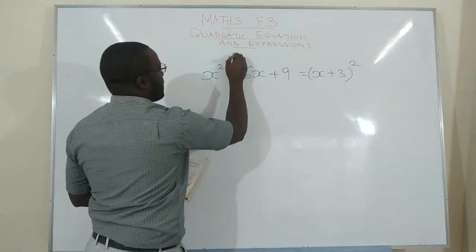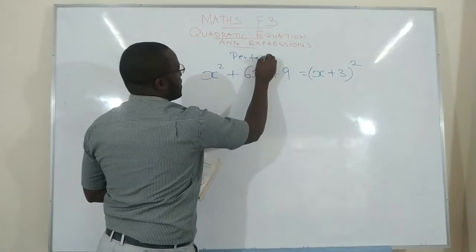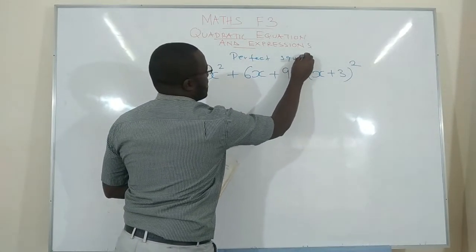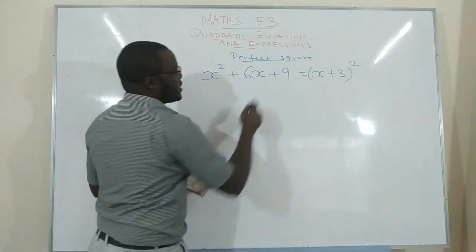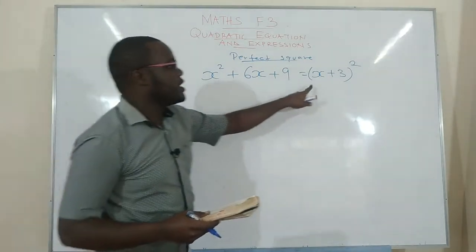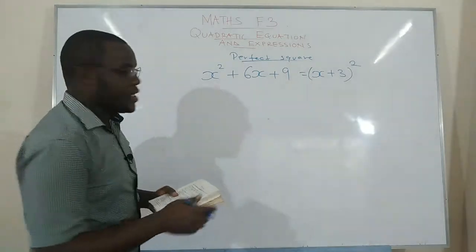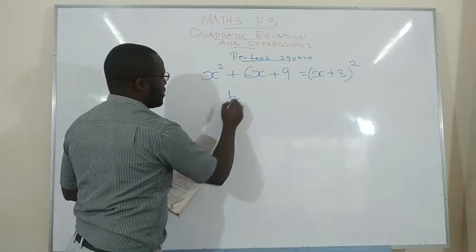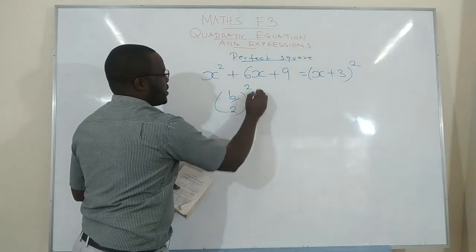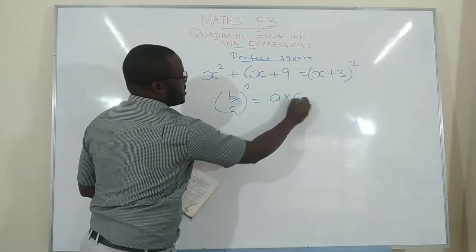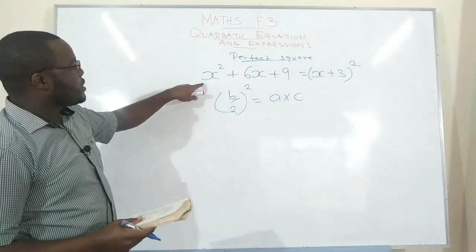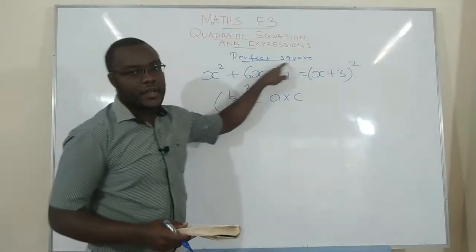We call them perfect squares. These are quadratics that you can simplify to create a square of another bracket. And there was a formula that we were using that said that if b all over 2 squared is equal to a times c, then that quadratic expression becomes a perfect square.